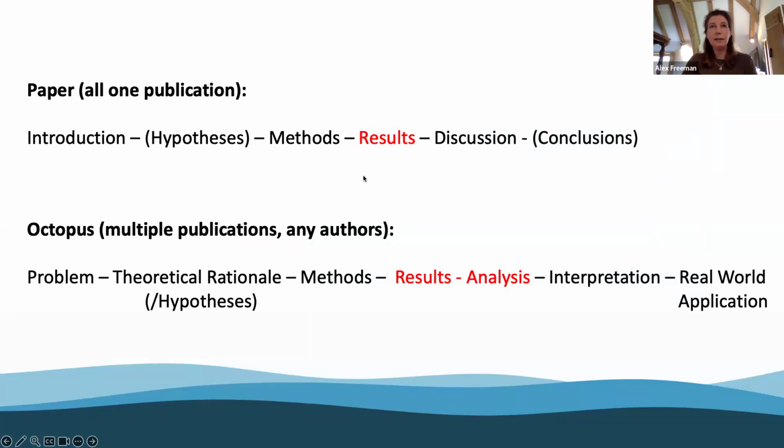The other thing I thought I'd draw your attention to is results, and the difference between results and analysis in Octopus. In a traditional paper, certainly in the psychology areas I work in, these tend to be treated as one lump together. In Octopus, they're separate. The results are your data, or your sources if you're working somewhere where you're going to take data from another source.